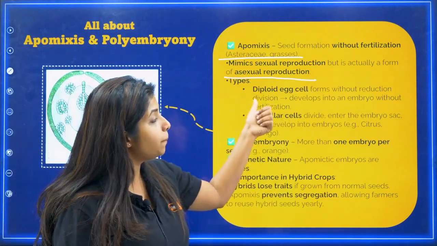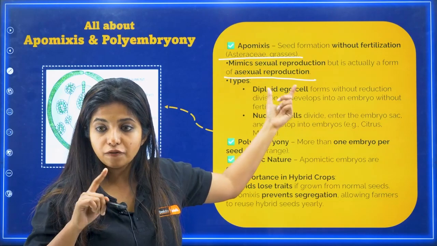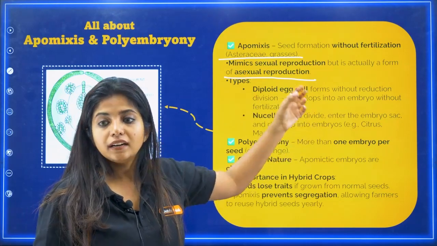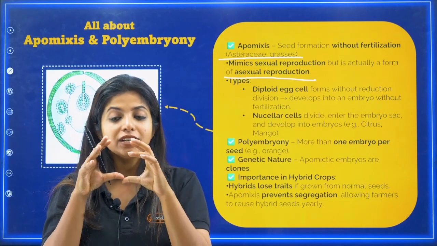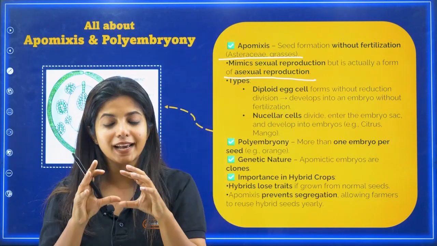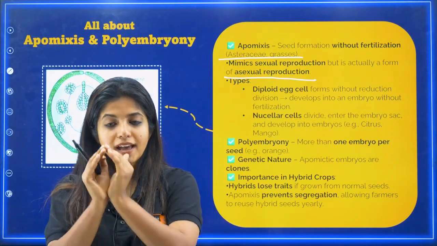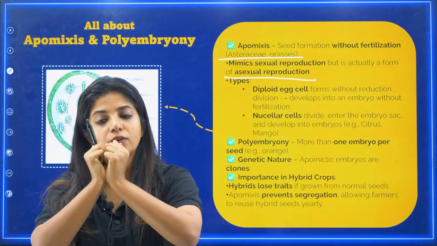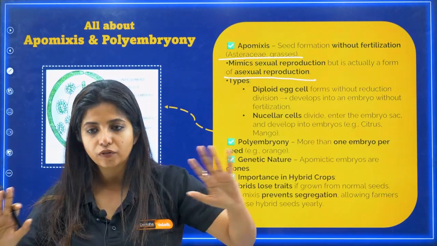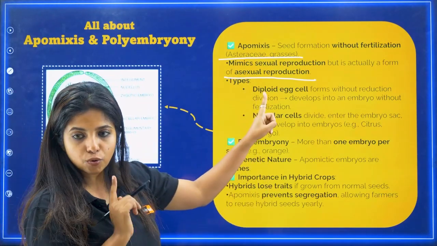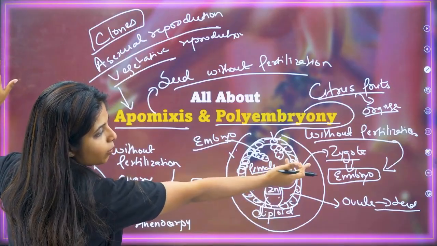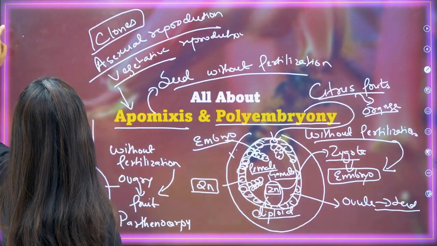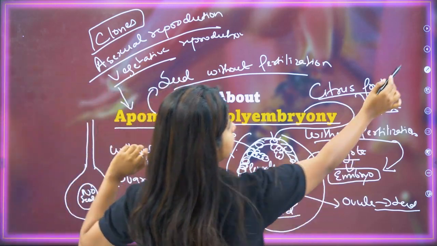Types: where the diploid egg cell forms without reduction division, it develops into an embryo without fertilization. So this egg cell which was formed is not undergoing meiosis to form the egg cell. Somehow it was formed and now it is diploid in nature, and this is going to form the embryo without fertilization. That is one method that I showed you. Remember the diploid cell which was there, it was forming the zygote and then the embryo. Now the next method that you are having, where is it?